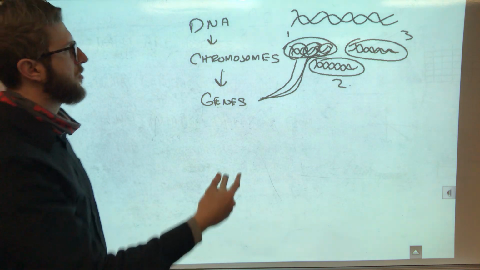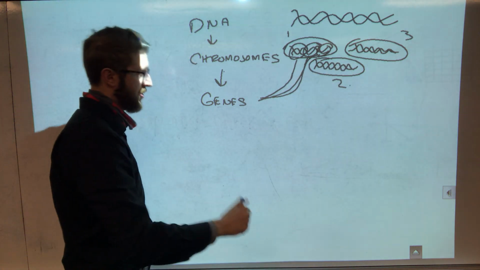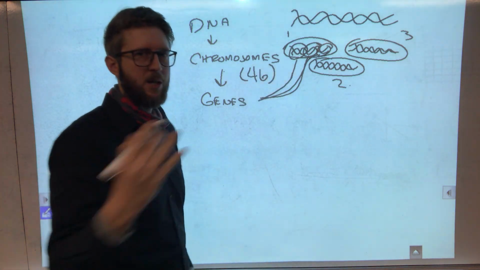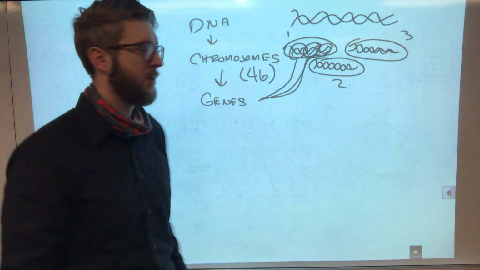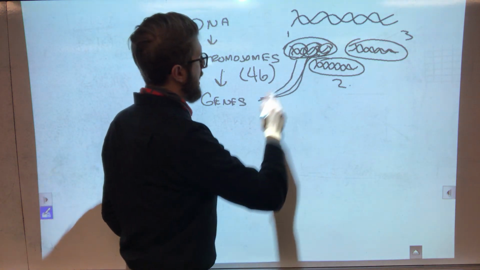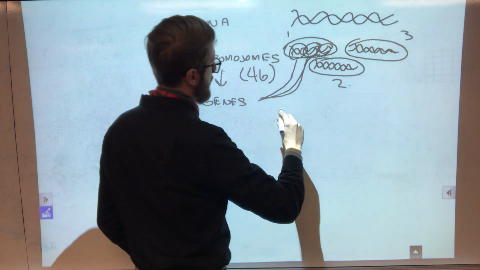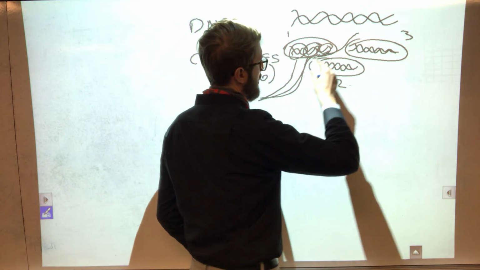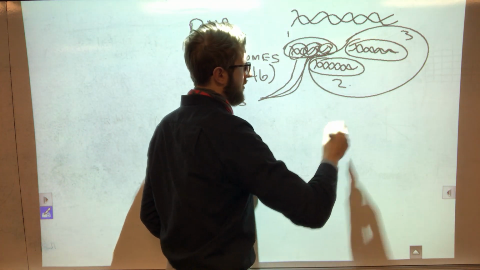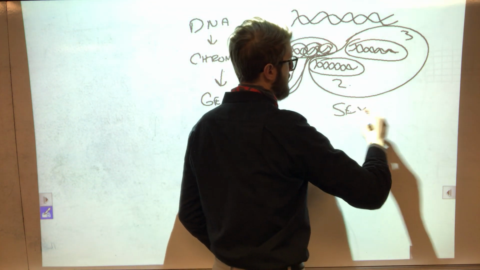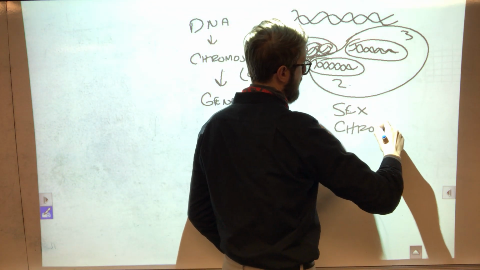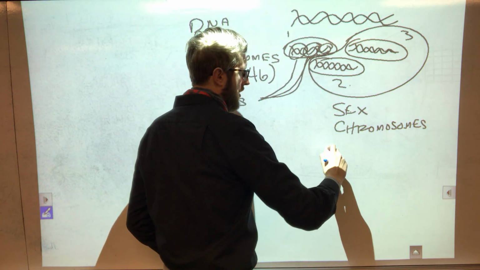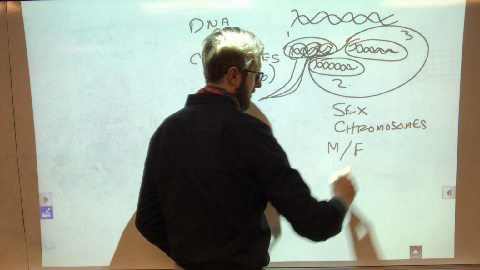So some of these chromosomes are what we call sex chromosomes. Each cell in your body has 46 chromosomes. And 2 of these 46 are what we call sex chromosomes. So let's say that these 2 here are sex chromosomes, okay? When I say sex chromosomes, I'm talking about male and female. Okay? So male or female.